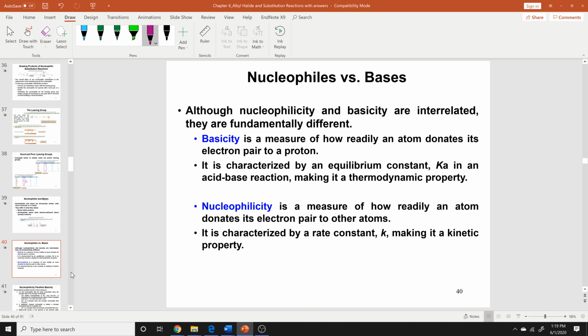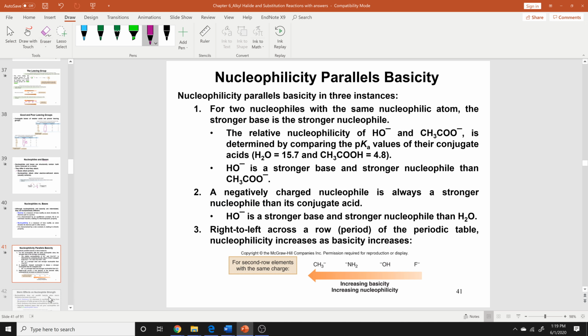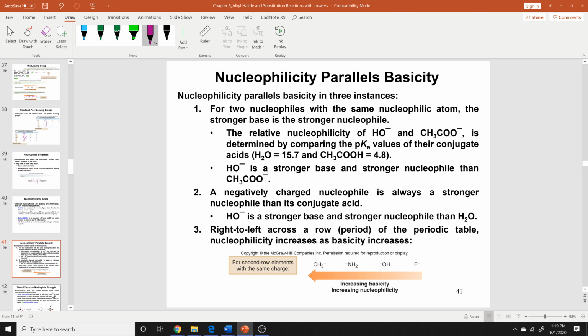Remember that. So to define basicity and nucleophilicity, basicity is a measure of how readily an atom donates an electron pair to a hydrogen. Bases take hydrogens. Nucleophiles use their lone pairs in order to attack the electron deficient atom. Rules for basicity: nucleophiles and bases can be the same or they can be different. And that actually depends on the solvent that is used.